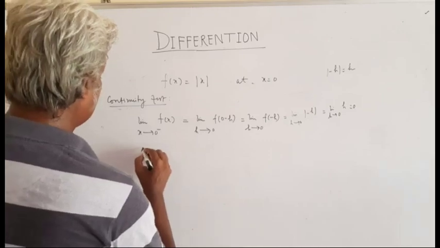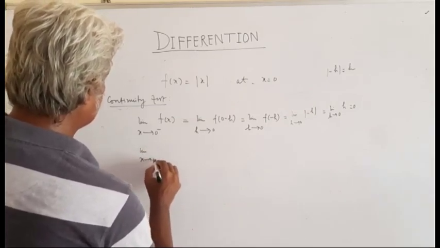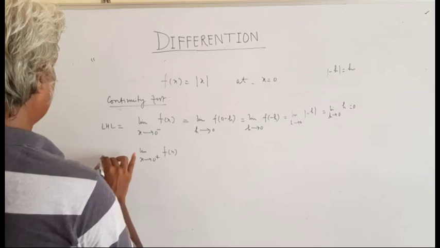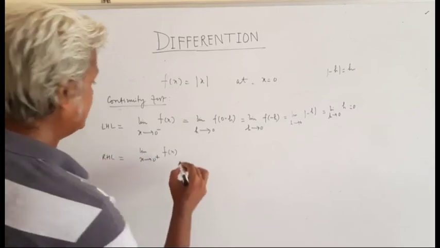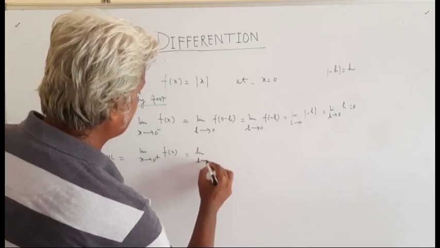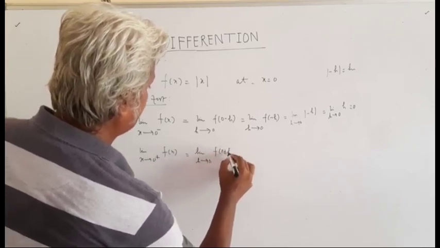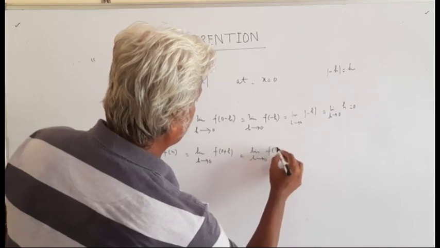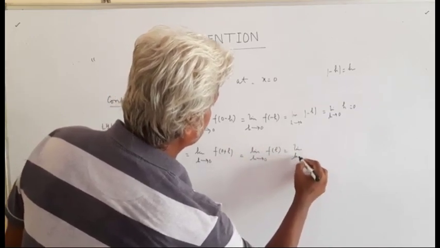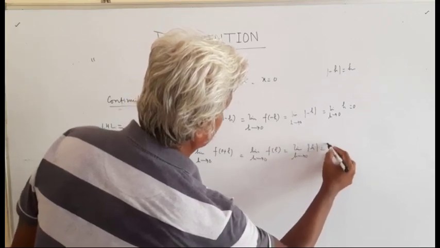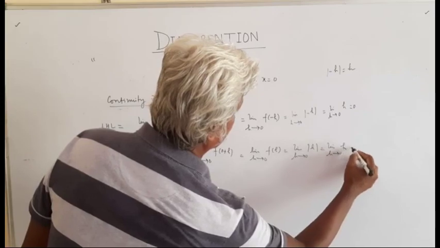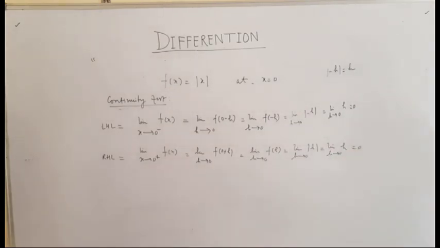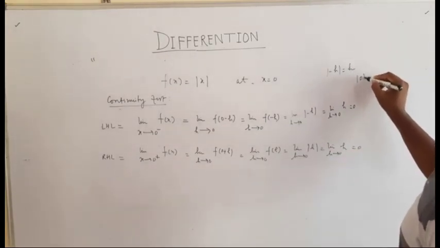Now if I go for the right hand limit, so limit x tends to 0 plus f(x). Here I wrote LHL, and this is right hand limit so that you can understand it. So this is limit h tends to 0 f(0 plus h), which is limit h tends to 0 f(h), which is limit h tends to 0 mod h, which is limit h tends to 0 h, which is 0. So both the values of the left hand limit and right hand limit are 0, so the limit is said to exist, and the value of mod 0 is also 0.